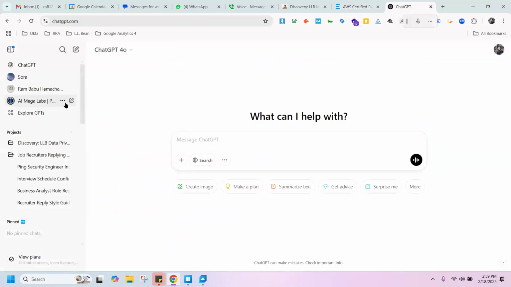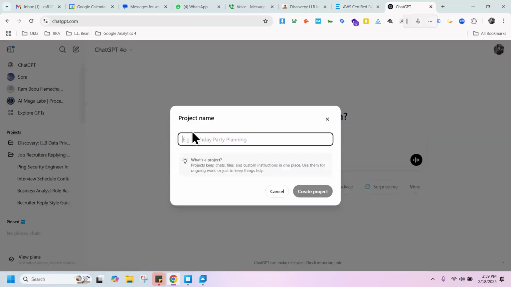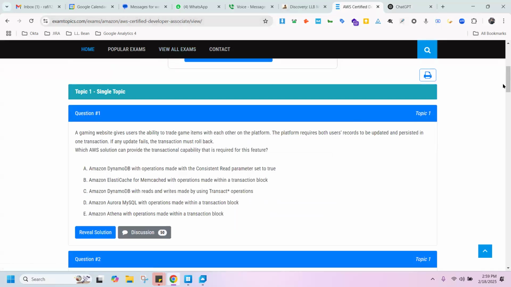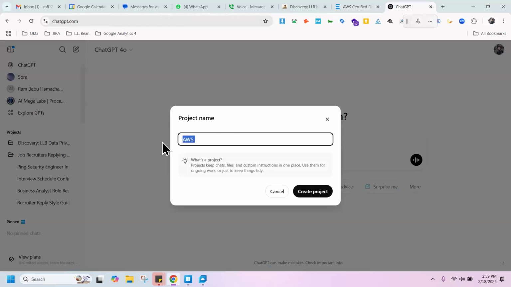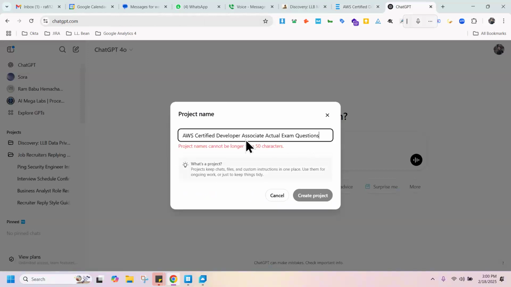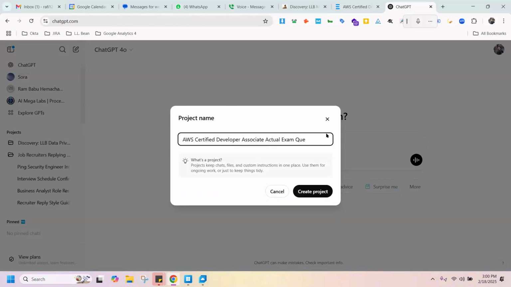Okay. So let's suppose you make a project for it. Let's call it AWS Certified Cloud Practitioner. You can copy this one here. No, you just need to copy AWS Certified Cloud Practitioner. Remove the rest. We can name it this, or we can name it AWS Certified Developer Associate exam.